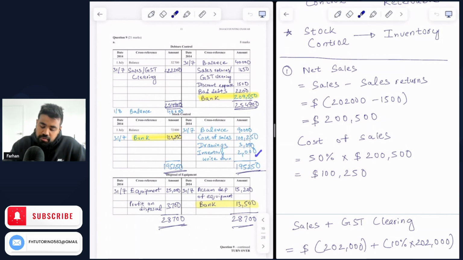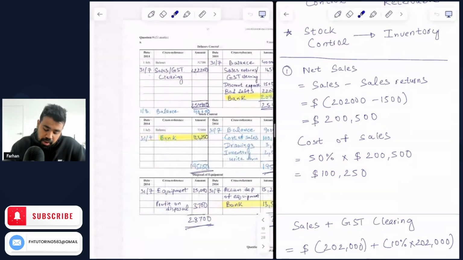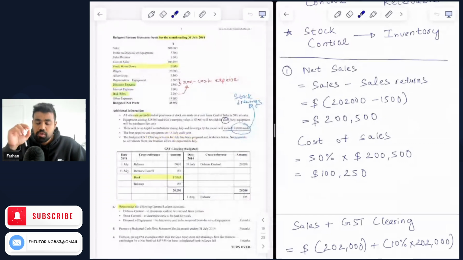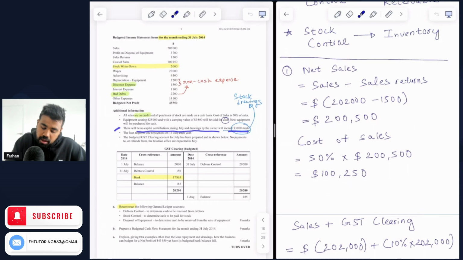The inventory drawings of $3,000 was taken from the additional information, and this is where your focus will play an important role in deciding whether or not you get full marks in a similar question in the exam, which is mainly focus. So you have to read the entire question, and you can see here and there you have some complications that are involved. In the third additional information, it says that there will be no capital contributions during July, and drawings by the owner will include $3,000 in stock. So immediately when you see very important information, make sure you circle it or highlight it and know straight away what to do with it.